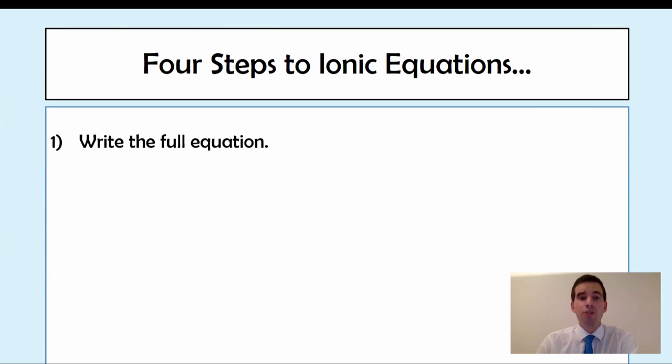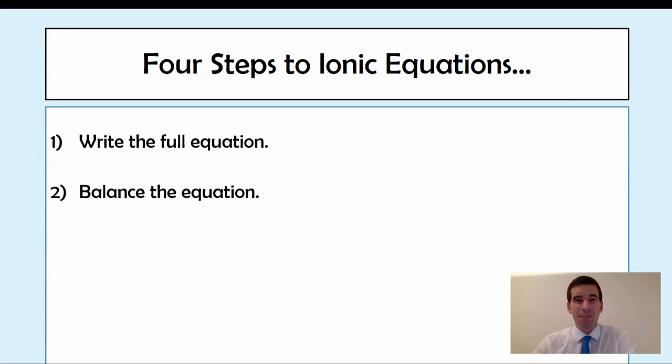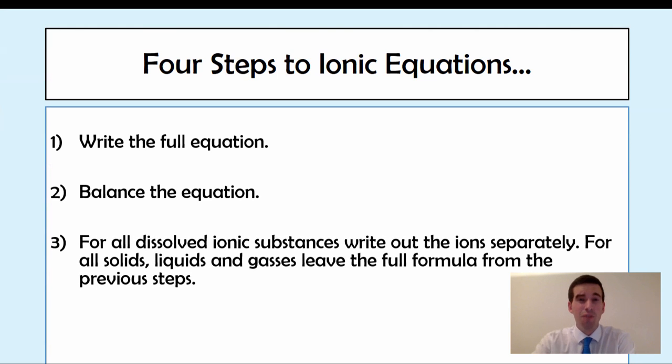So the first one is just to write the full chemical equation. The second step is to balance it. This is very important, or you're going to have wrong amounts of ions at the end. The third step is for all dissolved ionic substances, you separate out the ions. Now, for pure solids, liquids, gases, you leave them as you've already written. You do not separate them out. Even if it's an ionic solid, if it's not dissolved in water, you don't write the ions separately.